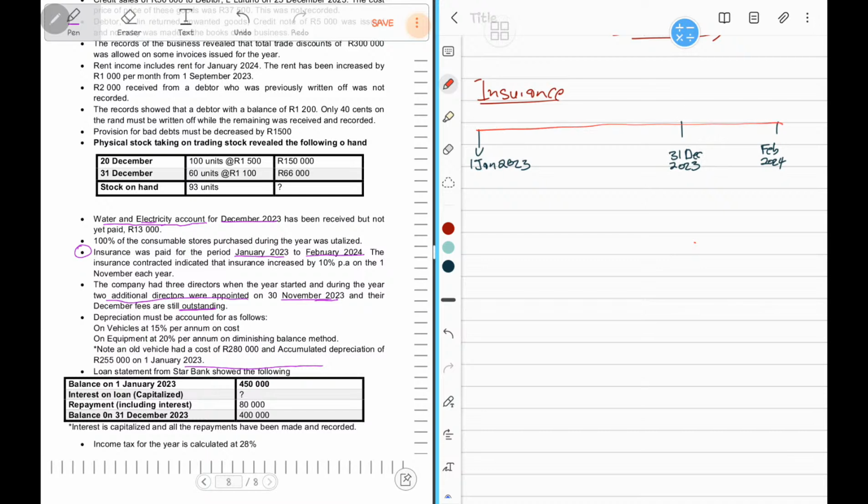Then if you notice something, our year is ending here, so anything that is outside the financial year has to be subtracted. So we are being told that insurance, the monthly contract, increases by 10% per annum on the 1st of November each year, meaning that from the 1st of November we are to have an increase of 10%, meaning that after this month the monthly insurance premiums will be 110%, then 110% for January, then 110% for February.